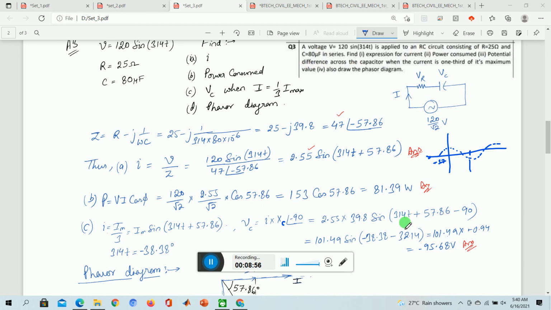What is the value of omega t? The omega t is minus 38.38. Substitute the value of omega t, all these values, we get sine of some negative magnitude, that is 0.94. That into 101.47 we get minus 95.68 volt. So that is the answer of the voltage across the capacitor when the current is 1/3 of its maximum value.